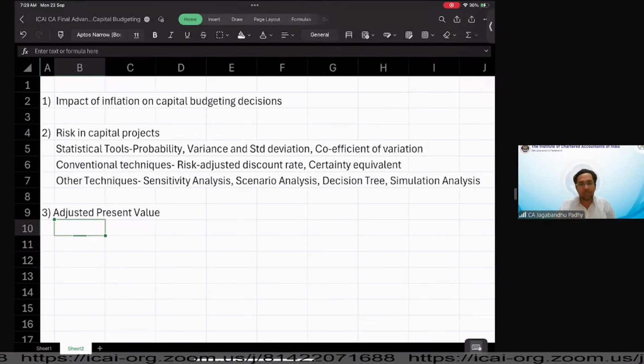So there will be certain project specific risk also, and also external factors like industry specific competition. These are some theoretical aspects that we are also going to cover in this chapter of advanced capital budgeting.